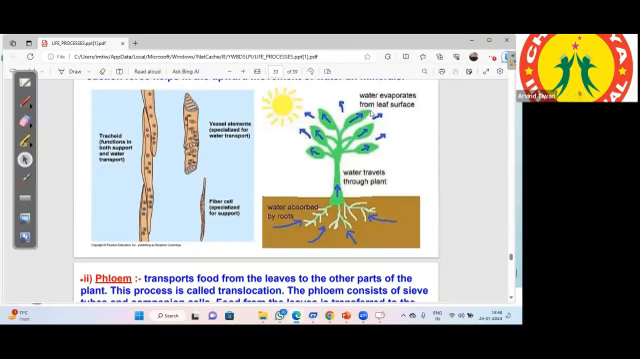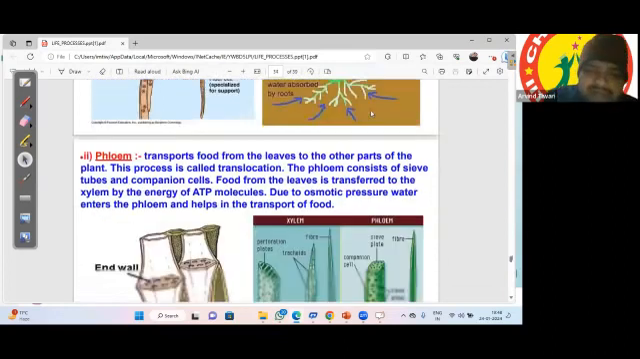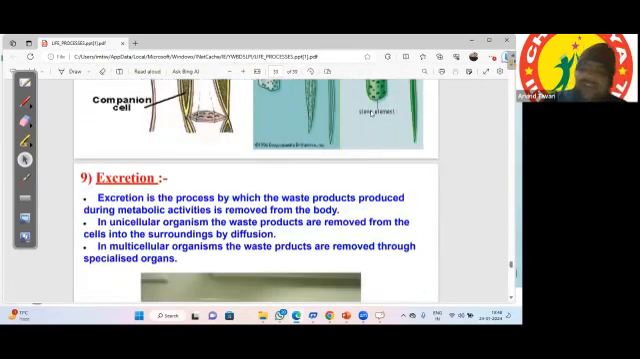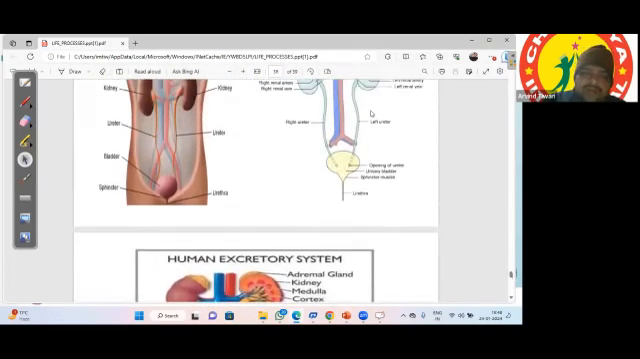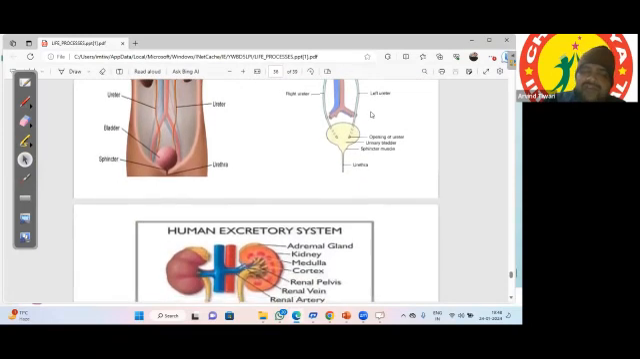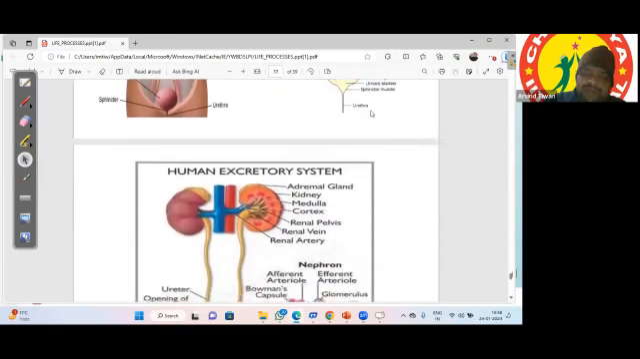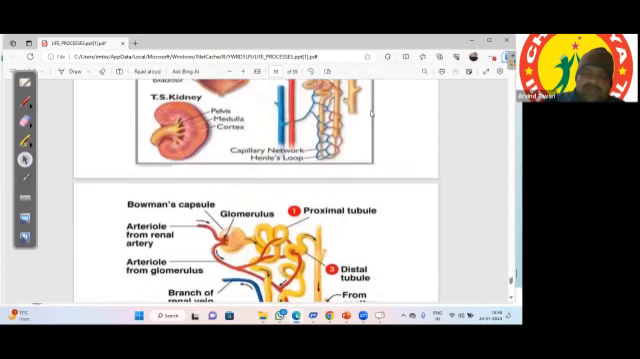Okay, students, so we'll see in the next class. We have to start with phloem and then we can move on to excretion, which is the last topic of this chapter. I'd also like you to go through these notes so that you'll be able to remember all this.